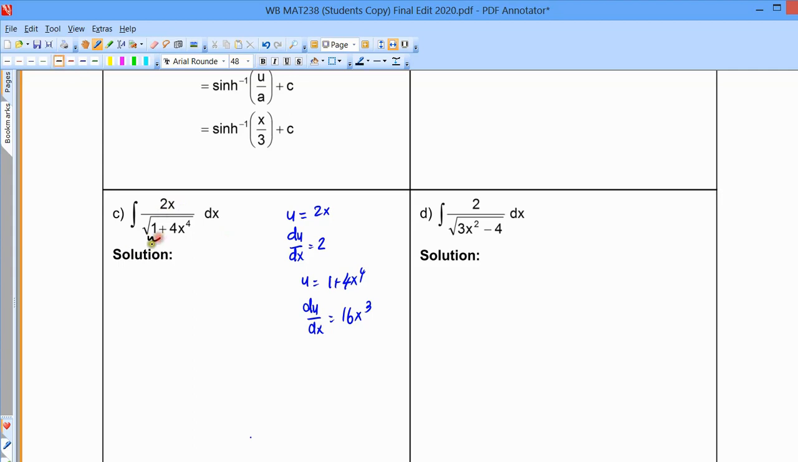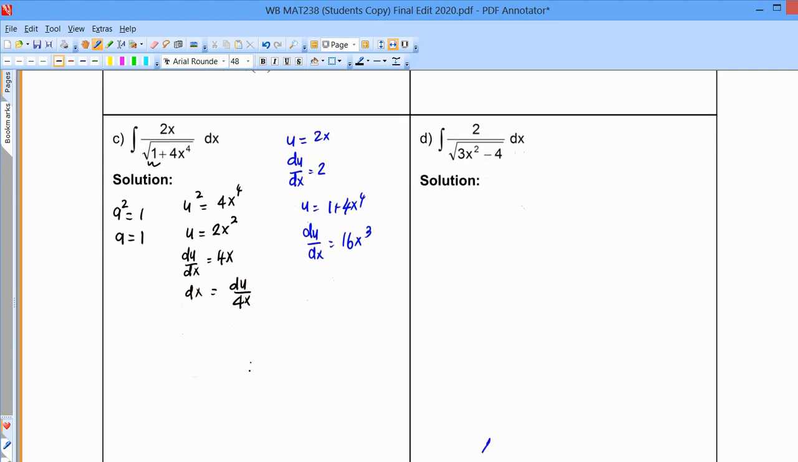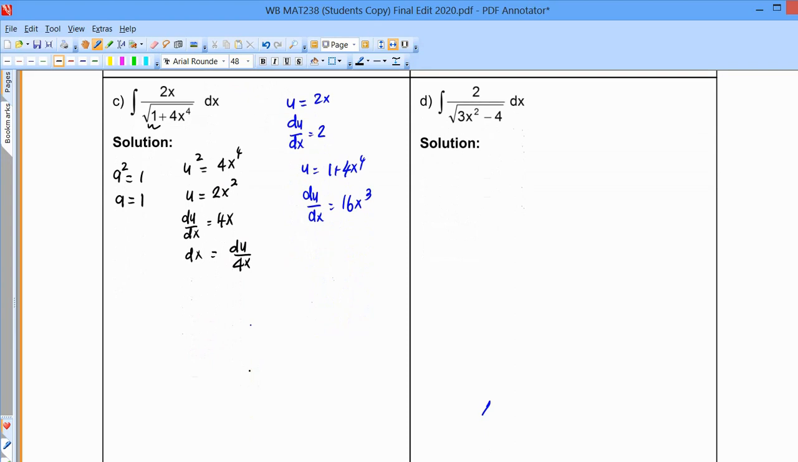So a squared equals 1, a equals 1, and then u squared equals 4x to the power of 4, then your u will equal 2x squared. Next, you need to differentiate u, you will get 4x, then dx will equal du over 4x. Next, substitute into the equation.